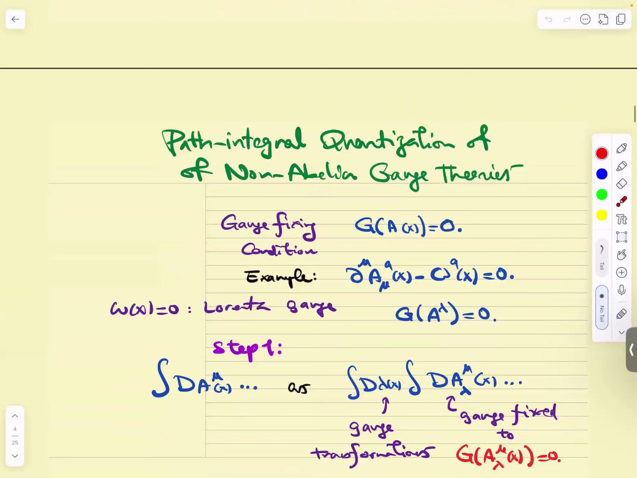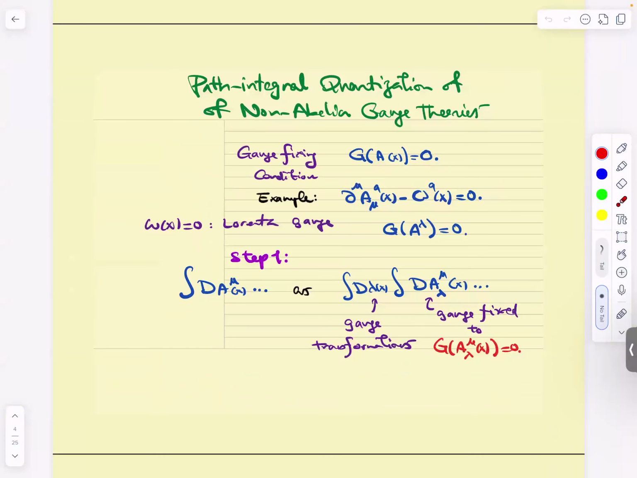All right. We talked about the path integral quantization of non-abelian gauge theories. The idea was that we had the gauge fixing condition, which is some condition G of A equal to 0. For instance, the gauge condition that we picked was del mu of A mu minus omega of x is equal to 0. This omega is some arbitrary function that we actually path integrated over. And the Lorentz gauge is omega of x equal to 0, right? And we also had relations of this type, G of A lambda, where A lambda was the gauge transformed gauge field.